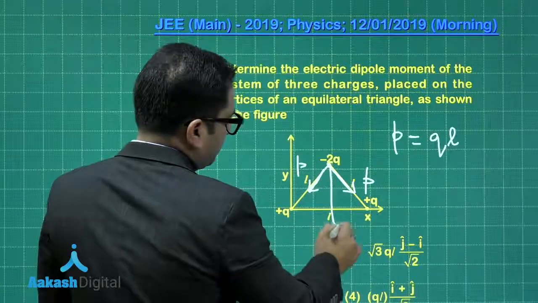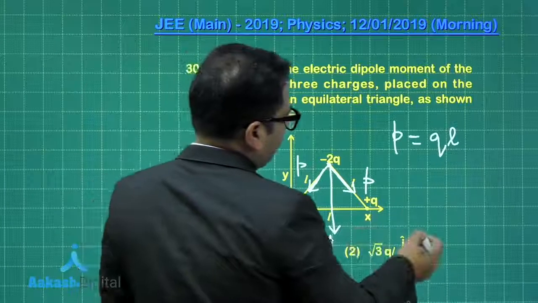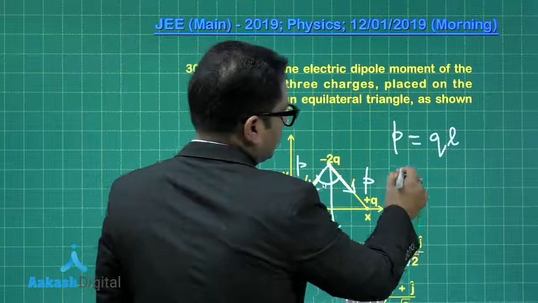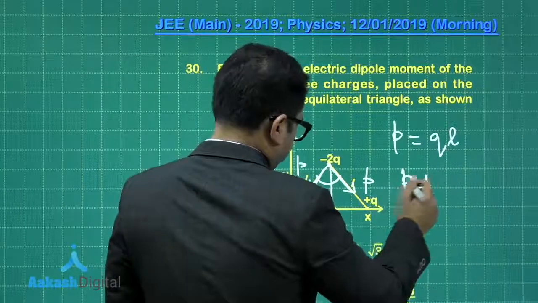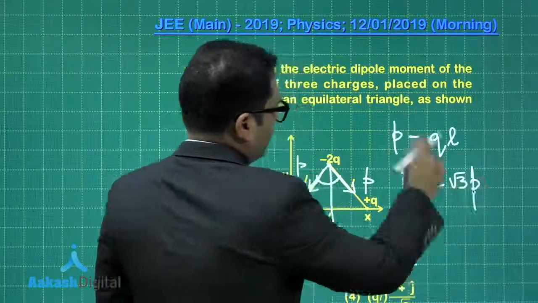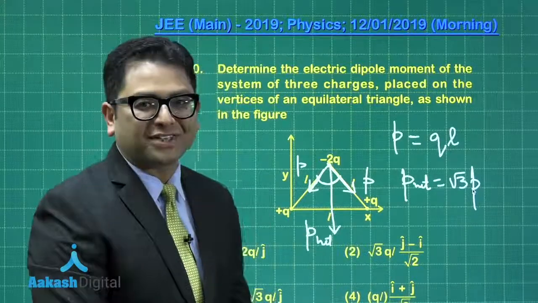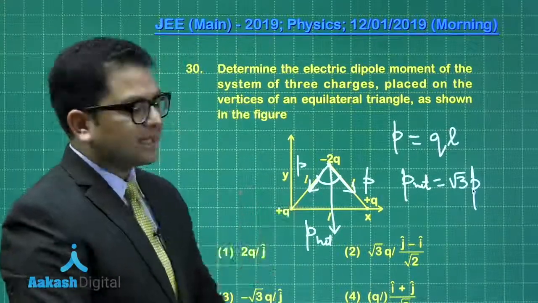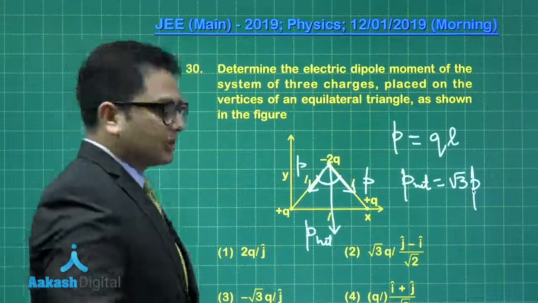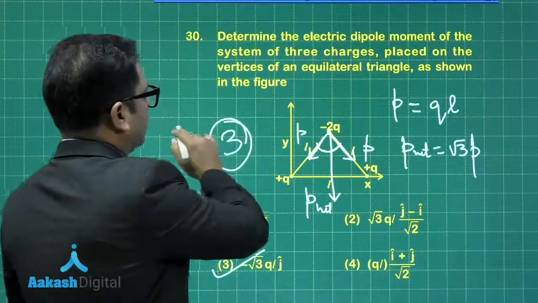Clearly, the net dipole moment would be in this direction, and that is straightforward. You could say the angle between them is 60 degrees. So if you calculate the magnitude, it will be equal to root 3 times P, because adding P and P by parallelogram is a very straightforward thing. Put the value of P as QL, and the direction is in the negative J cap. So the correct option for this is going to be option number 3.